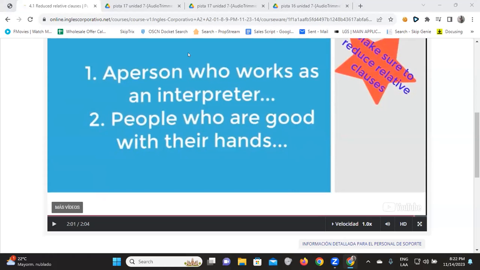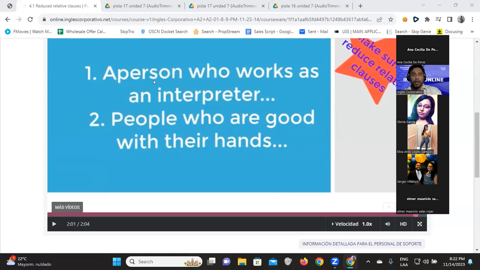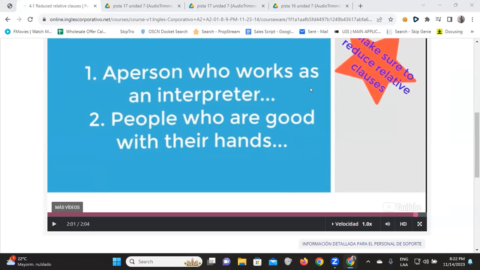All right, let's look at the first example. If I say to you, a person who works as an interpreter, how can I complete the sentence? A person who works as an interpreter, what can I say? Is bilingual. What else can I say? A person who works as an interpreter is, what can I say? Intelligent.